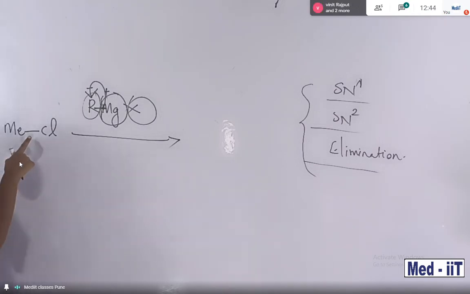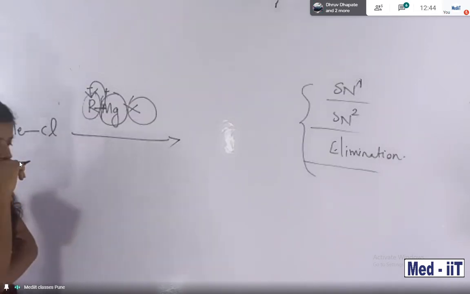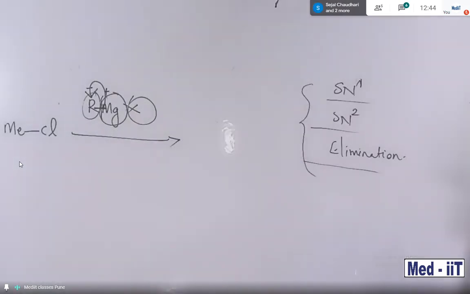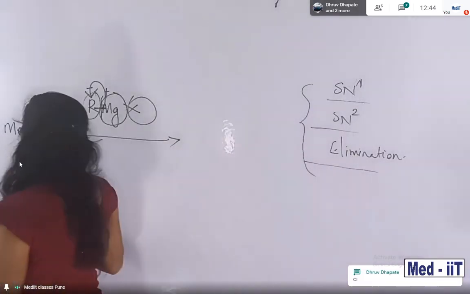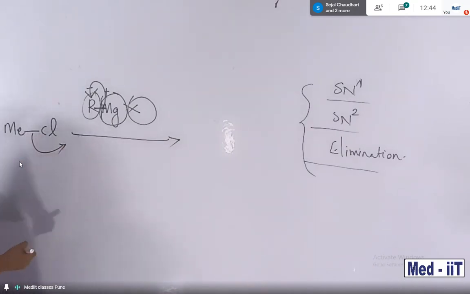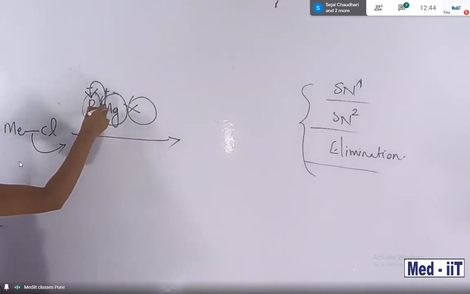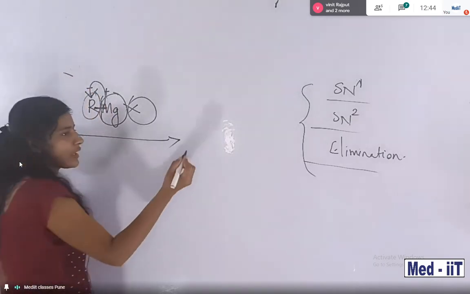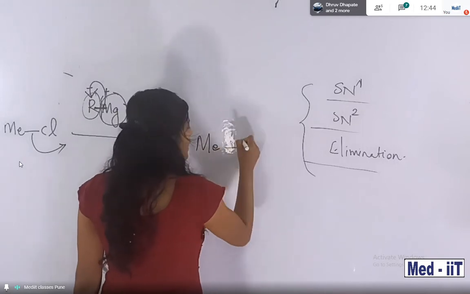Then what happens here? You know which one is the leaving group here in MeCl. Which one is leaving, students, Me or Cl? Methyl is there, then halogen is there. Cl means halogen, so of course Cl is the leaving group. So this Cl is going to be removed. In the same place, which one will come? This alkyl group enters the place. So the product becomes MeR.